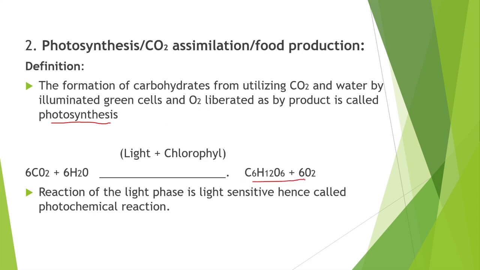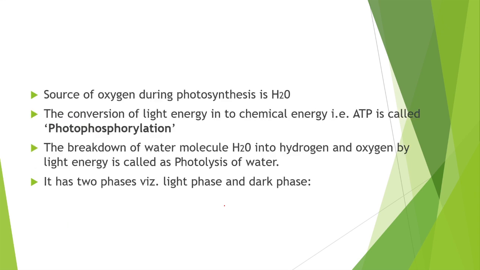This reaction is light sensitive, that is why it is called photochemical reaction. In this reaction, both the chemical and light are responsible. The source of oxygen during photosynthesis is water. In this photosynthetic reaction, the water is oxidized and the carbon dioxide is reduced. The conversion of light energy into chemical energy or ATP is called photophosphorylation.